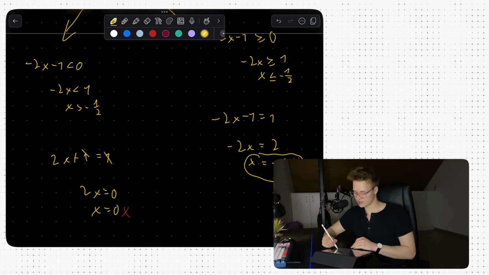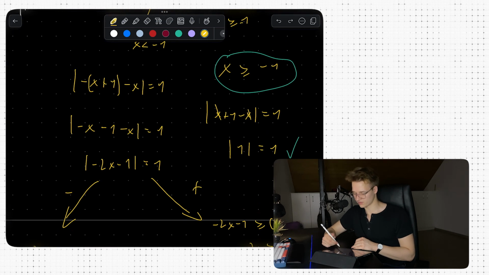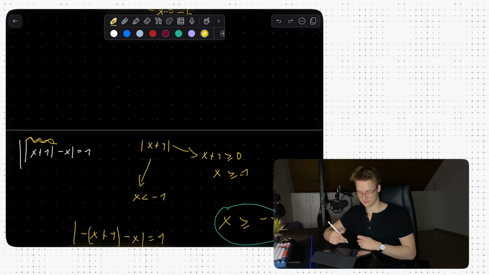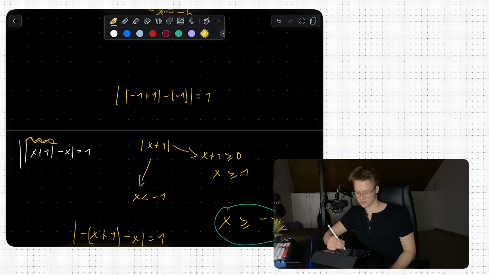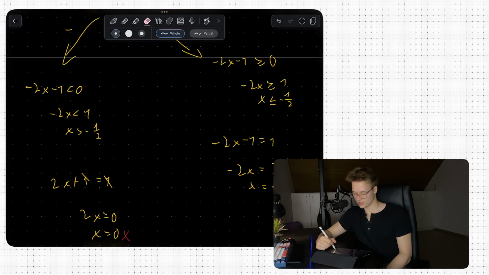But curiously, here we got x equals minus 1 as a valid solution, and here it wasn't valid. So let's check this case specifically. If we insert minus 1 plus 1 minus minus 1 is equal to 1, these two are just removed, and we have the absolute value of 1 is equal to 1, which is true. So this one is actually okay. It just, in this specific area, wasn't okay.